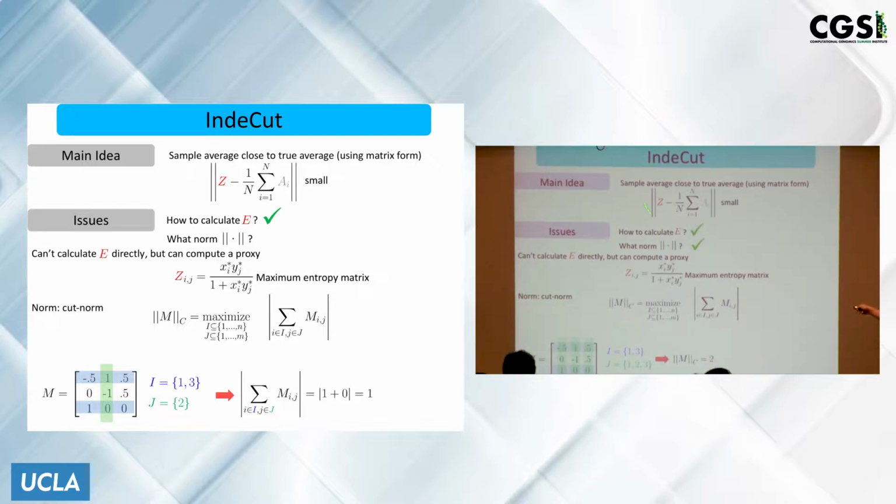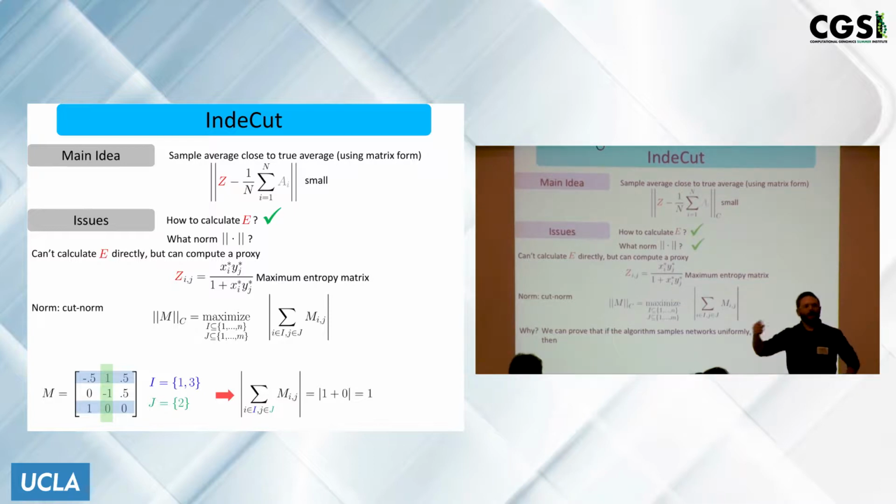So in this problem right here, where we want our sample averages to be close to our true averages, that's going to be our cut norm. So there we go. We addressed those couple of problems. You might ask, why? Why the cut norm? The whole reason is that we can prove that if your algorithm samples networks uniformly, or equivalently, if you have an independent and identically distributed sequence of random binary matrices with fixed row and column sums, then this formula right here is true.